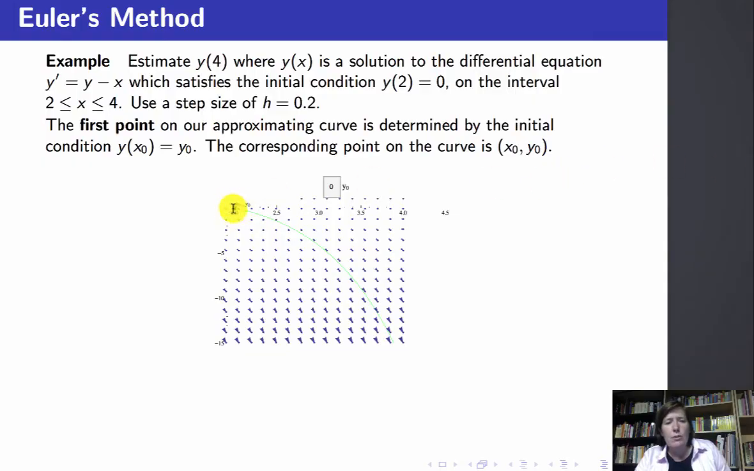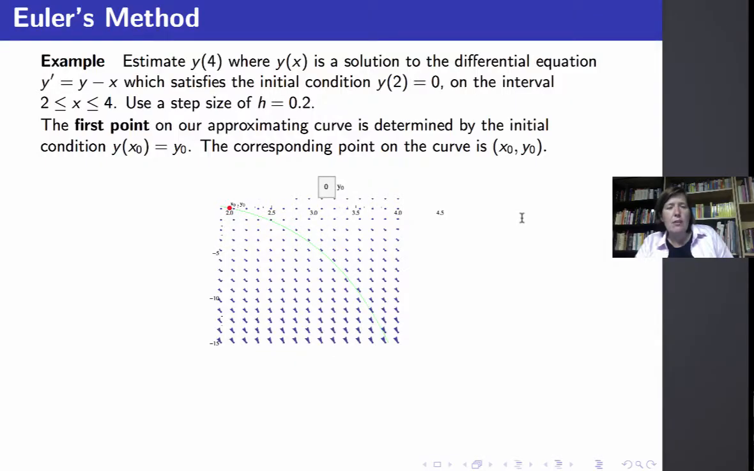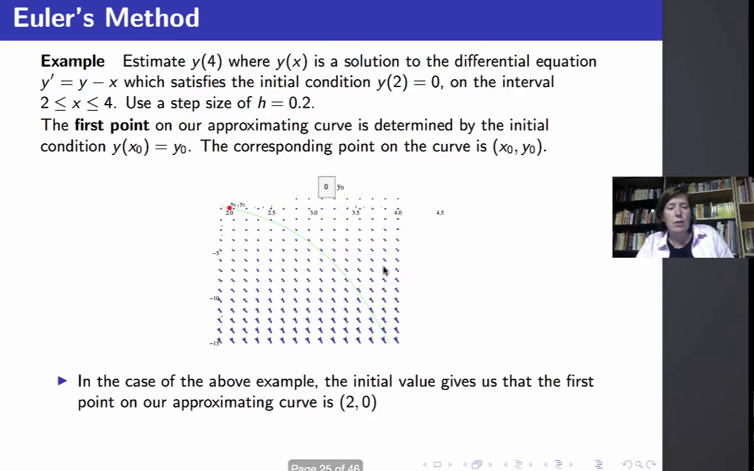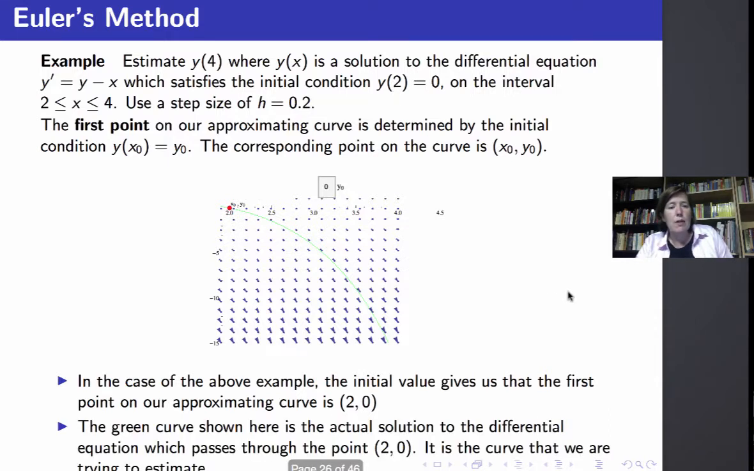So our starting point is here at x naught, y naught, where x naught is 2 and y naught is 0. And our starting point always comes from the initial condition in the problem, y of x naught equals y naught. So for us, x naught is 2 and y naught is 0 because our initial condition is y of 2 equals 0. Now, as we saw in the Mathematica demonstration, the green curve is the actual solution, and the red curve that we're going to generate here is going to be our approximate solution.